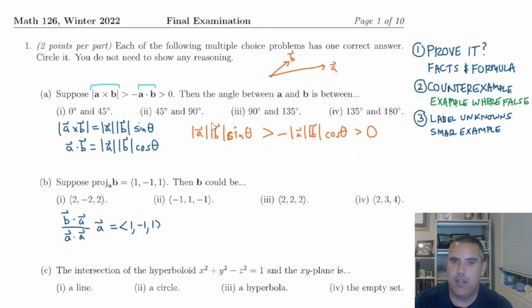Well, I can divide by these magnitudes. Ooh, and so I need sine of theta to be greater than negative cosine of theta. I think sometimes when there's a negative in a formula, it bothers people. That does not mean this is negative. In fact, it's positive. What it means is that cosine is negative. Okay, at that moment, you've made enough progress that you could even just try the examples.